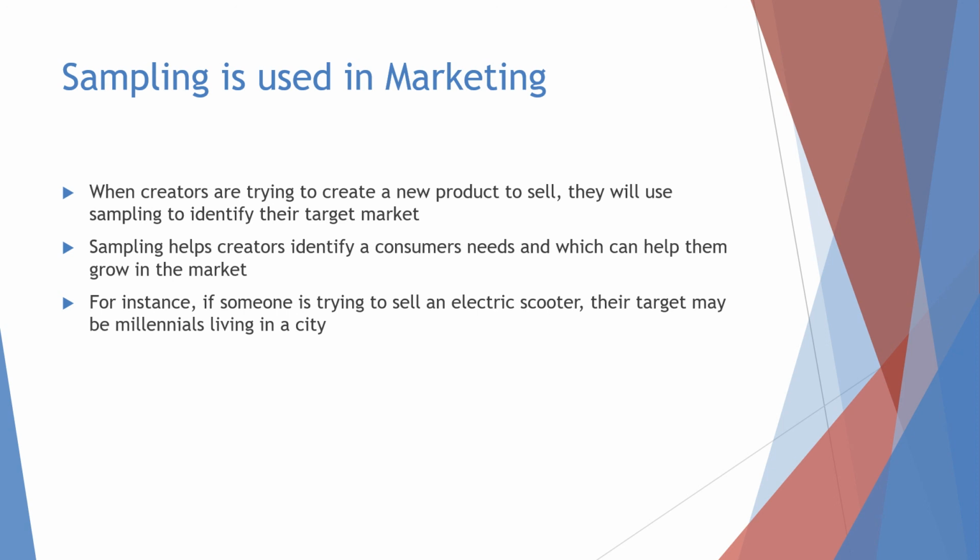For instance, if someone is trying to sell an electric scooter, their target may be millennials living in the city. It would be millennials because this is something that they could use instead of taking the train every day or taking a bus, taking a cab to work, and often in the city, because a lot of times people that live in the city, they don't often have cars. They often walk everywhere and take the subway or do whatever works.